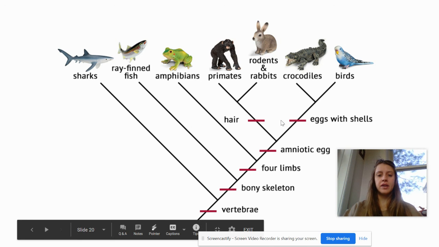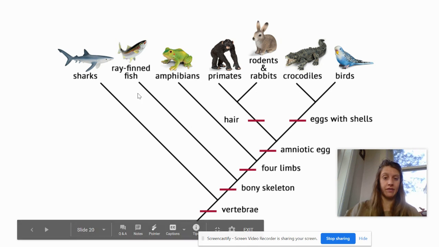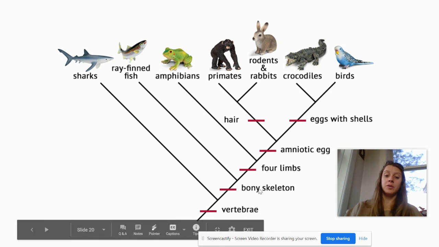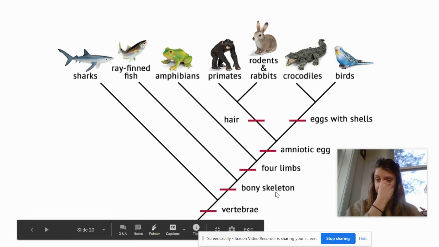If I asked you what characteristic primates and ray-finned fish have in common, well, primates have all of this stuff. They have hair, amniotic eggs, 4 limbs, bony skeletons, vertebrae, but ray-finned fish only have a bony skeleton and vertebrae. So in common, they both have these 2 things, vertebrae and bony skeleton.